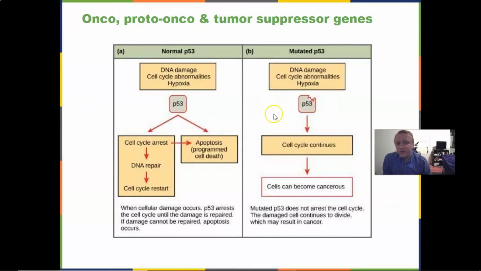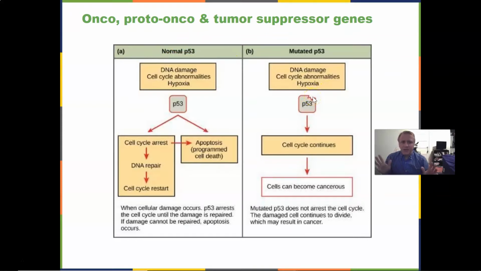But if P53 becomes mutated, it doesn't make a difference how much DNA damage there is. The cell cycle can just continue on and on and on, which leads you to a whole bunch of cells that are damaged and probably just going to continue bullying through their cell cycle as well. So this is a tumor suppressor gene, P53. This also happens to be an example of an oncogene, this mutated P53.